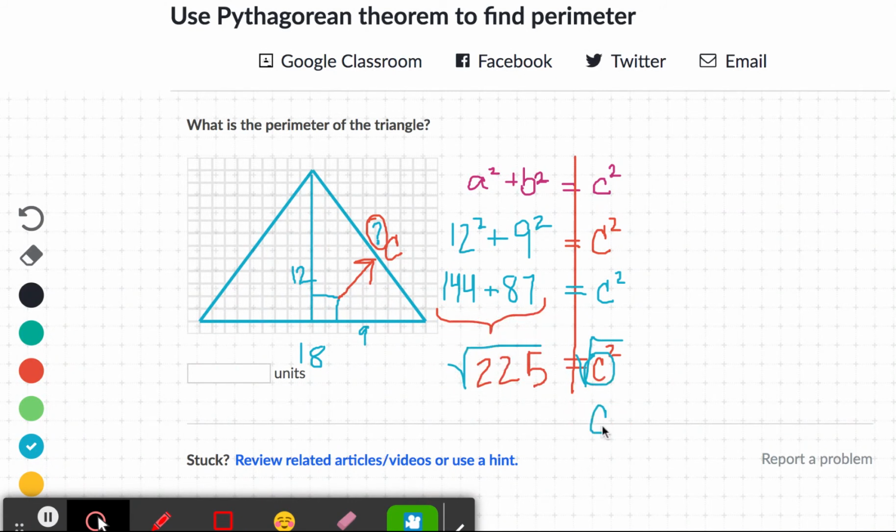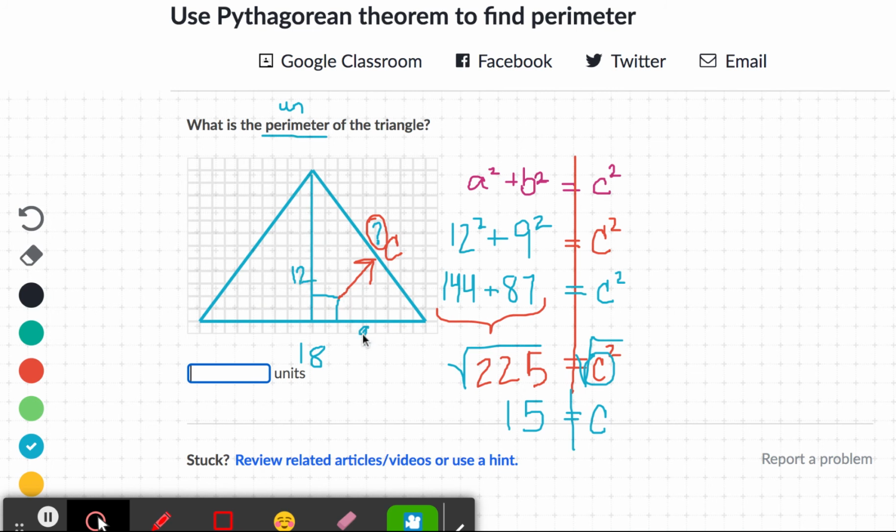Now you can use your calculator for this. You can use your Desmos calculator. You can use your computer calculator, whatever works, because some of these numbers are going to get kind of crazy on you. However, the square root of 225 is going to be 15. Does that mean my final answer is 15? No, hold up. Go back to my question. Always go back to the question. It was looking for my unknown, which is the perimeter of the triangle.